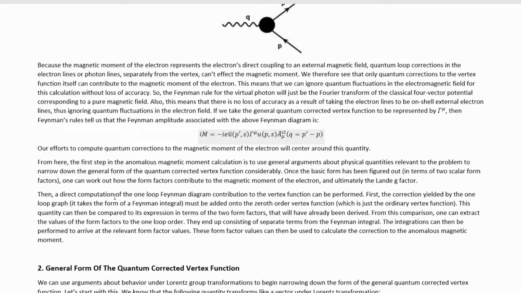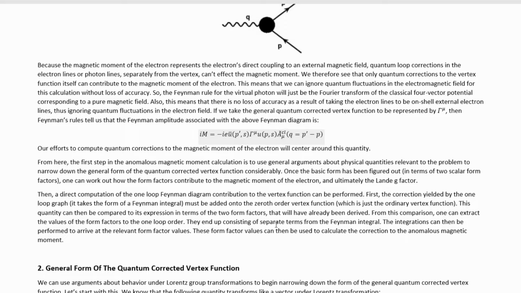Then a direct computation of the one-loop Feynman diagram contribution to the vertex function can be performed. First, the correction yielded by the one-loop graph, which takes the form of a Feynman integral, must be added onto the 0th order vertex function, which is just the ordinary vertex function. This quantity can then be compared to its expression in terms of the 2 form factors that will have already been derived. From this comparison, one can extract the values of the form factors to the one-loop order.